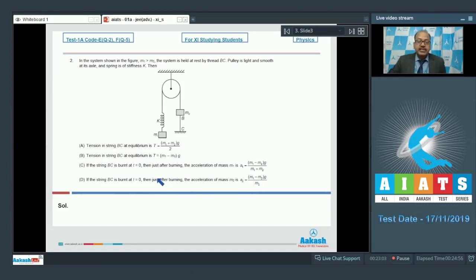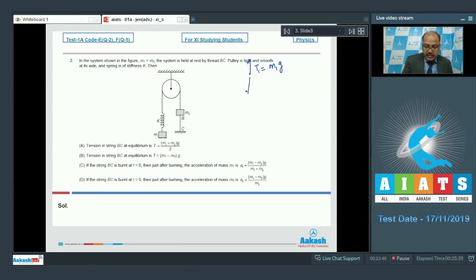So let's evaluate each statement. Let's look at tension in string BC in equilibrium. Well, if we look at block of mass M1, this will cause a tension in the spring of M1G, right? And that tension is everywhere. So if I draw FBD of M2, there is a force, tension, let's call it T1, which is equal to M1G, which is acting in the upward direction.